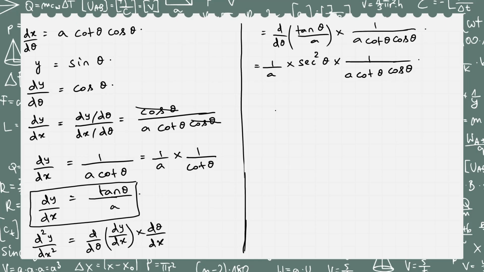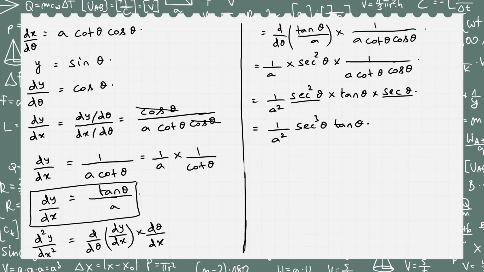And this will be 1 by a into 1 by a, that will be 1 by a square, and this is secant square theta, and 1 by cot can be written like tan theta, and 1 by cos can be written like secant theta. So the final answer is 1 by a square, secant square into secant is secant cube theta into tan theta. That's our second derivative.